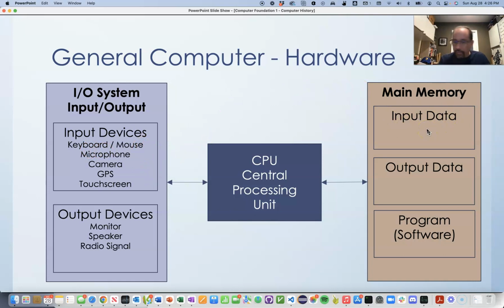And then the reverse way is the same. Once the central processing unit has generated the output data, that output data then goes into the I/O system, to the output devices. So it then goes to the monitor as pixels on a screen, or these numbers go to the speaker, and the device translates that to sound that you hear out on your speaker. Okay, so this is the overall picture of a computer.